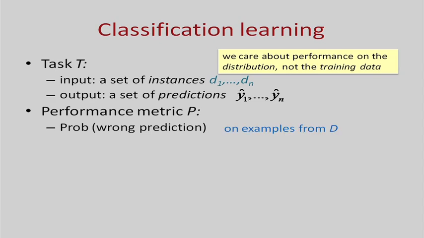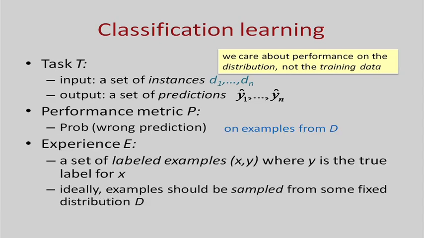So, the performance metric in classification learning can be the probability of wrong prediction, or it can be the accuracy, or the probability of wrong prediction, or the error on examples from the distribution from which the instances are drawn.